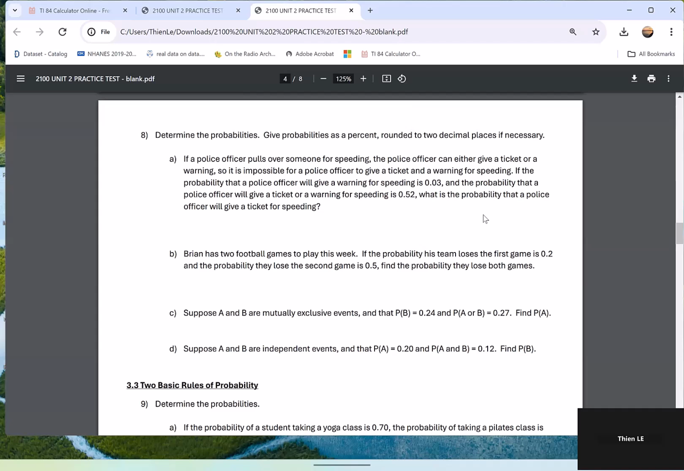Suppose A and B are independent events and P(A) = 0.2, P(A and B) = 0.12, and find P(B). So this comes back to the independent event problem. For independent events, you can write P(A and B) as P(A) times P(B). So in this case, you can find P(B) by using 0.12 divided by 0.2, and it gives you about 0.6, 60% if you translate to a percentage.